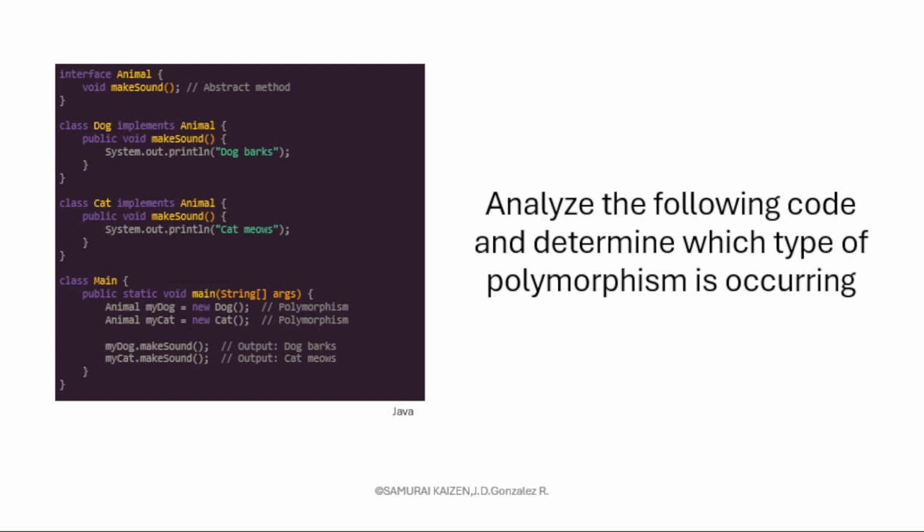Look at the following code. It's from Java. If you know about it, take a look at it, analyze it, and determine which type of polymorphism is occurring in here.